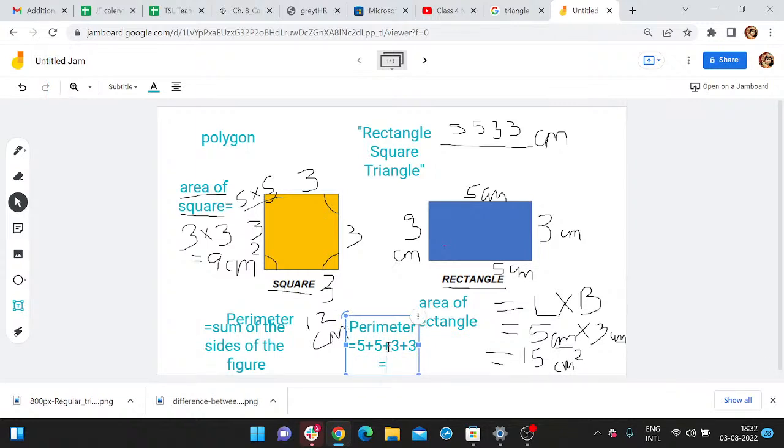So 5 added to 5 is 10, added to 3 is 13, added to 3 is 16. And the units are of course centimeters. So 16 centimeter is going to be the perimeter of rectangle. Okay, so area is 15 and the perimeter comes out to be 16 centimeters.